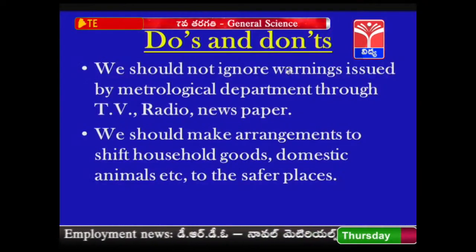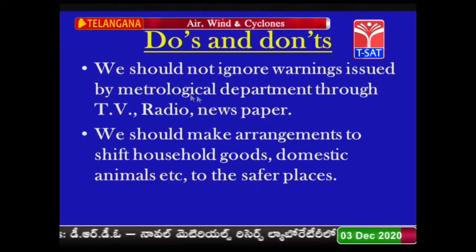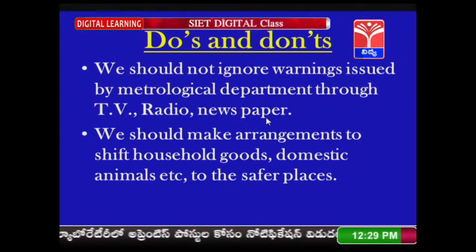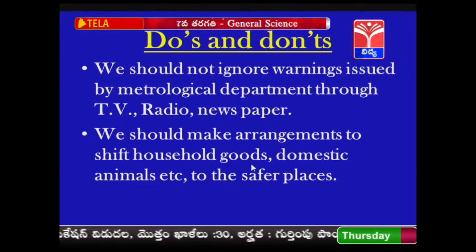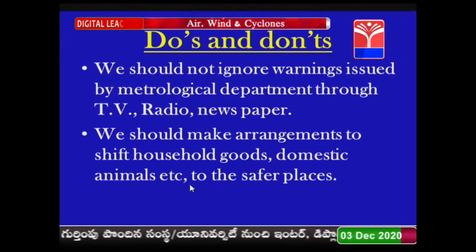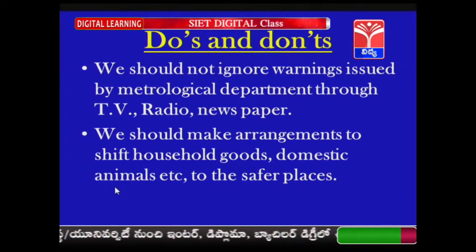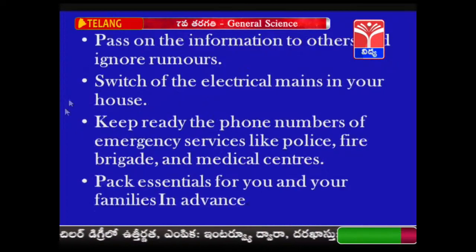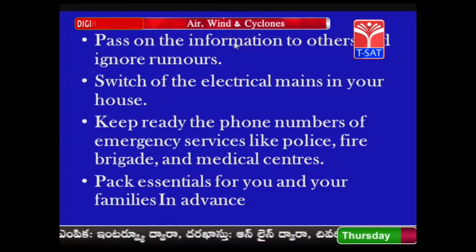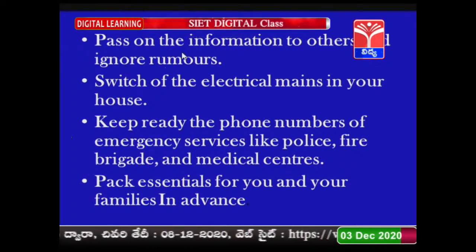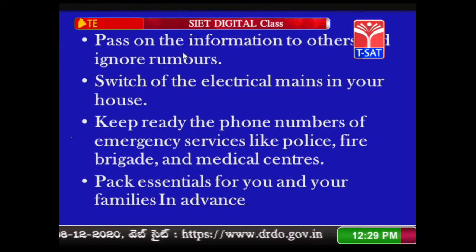We should not ignore the warnings issued by the meteorological department through TV, radio and newspapers. We should also make arrangements to shift household goods, domestic animals etc. to safer places, because the animals get affected. So, we have to move them to safer places. Children, we have to pass on the information to others and we should ignore rumors. Rumors means people spread different false stories.